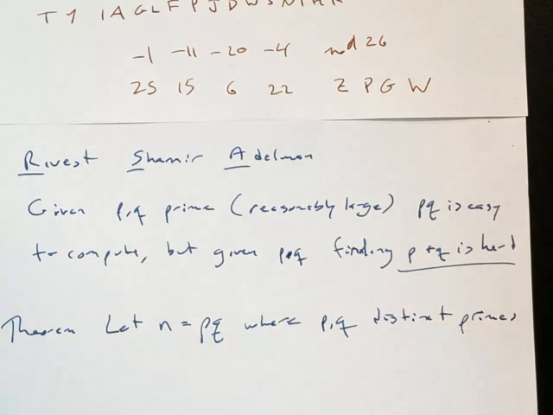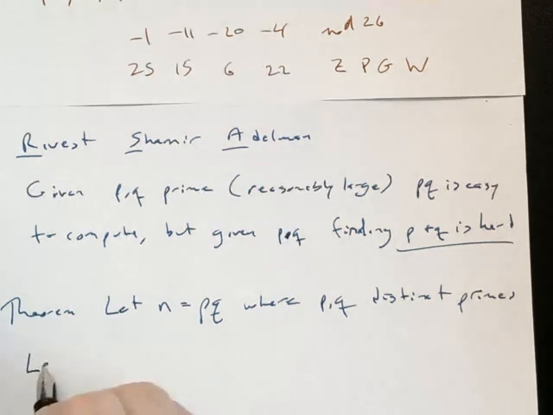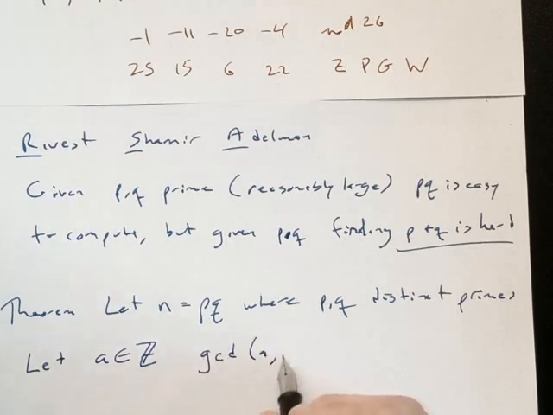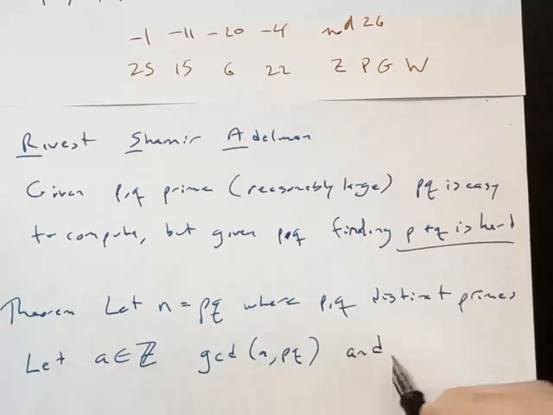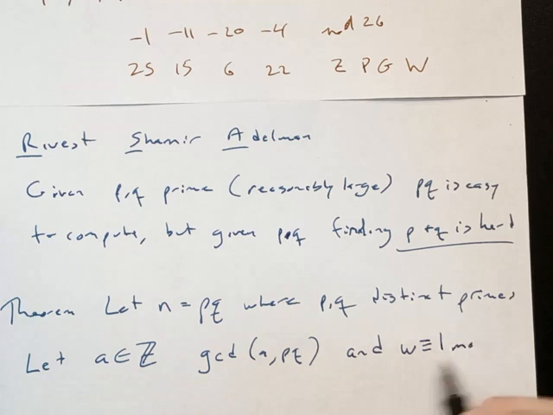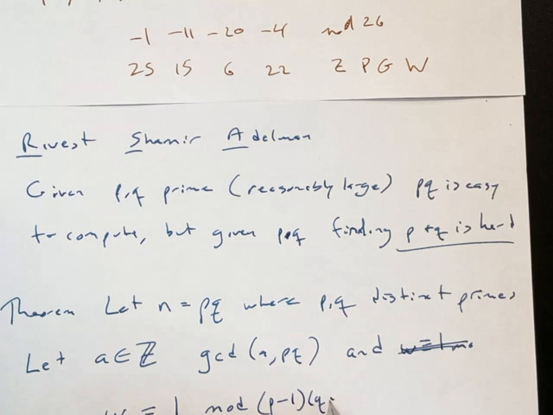Let's start with 2 prime numbers and take their product. Let's pick another integer, A, relatively prime to that product, which means it's not a multiple of P and not a multiple of Q. I want a power W congruent to 1 mod the product P minus 1, Q minus 1.